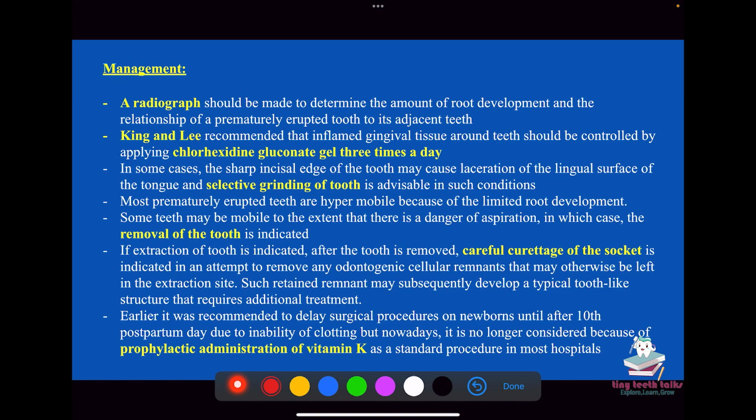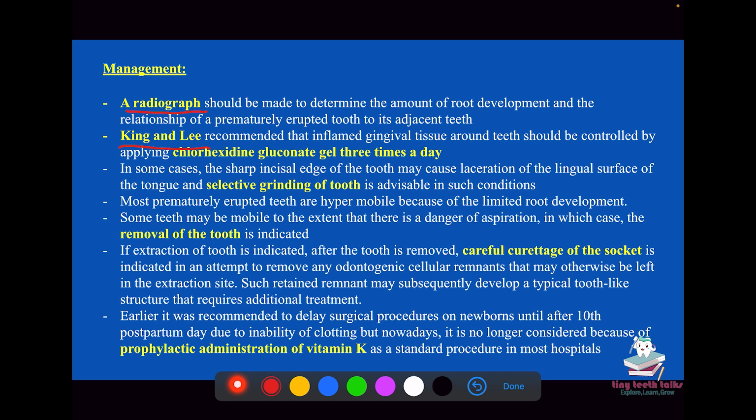Coming to the management, a radiograph should be made to determine the amount of root development and the relationship of the prematurely erupted tooth to its adjacent teeth. King and Lee recommended that inflamed gingival tissue around the teeth should be controlled by applying chlorhexidine gluconate gel 3 times a day. In some cases, the sharp incisal edge of the tooth may cause laceration of the lingual surface of the tongue, and selective grinding of the tooth is advisable in such conditions.